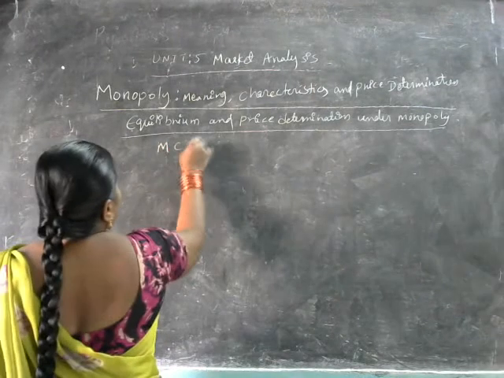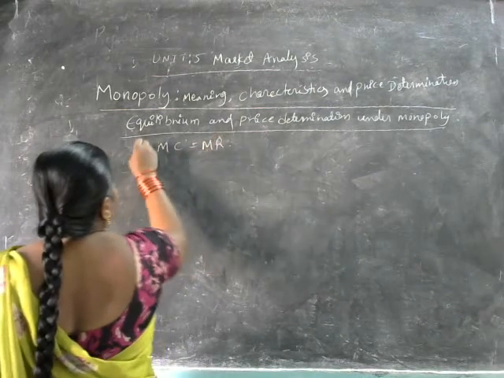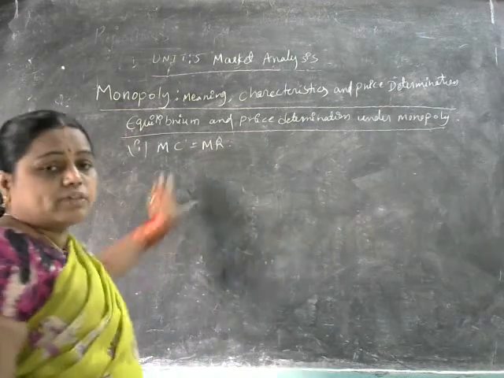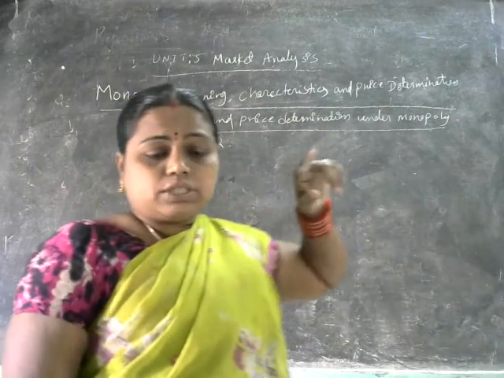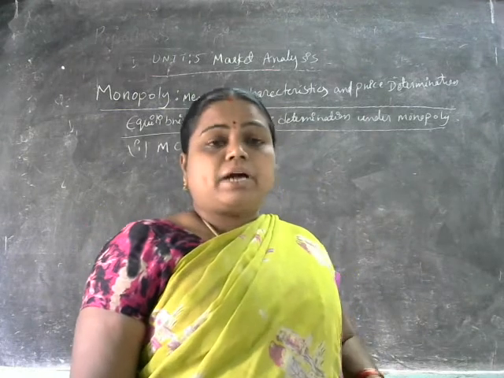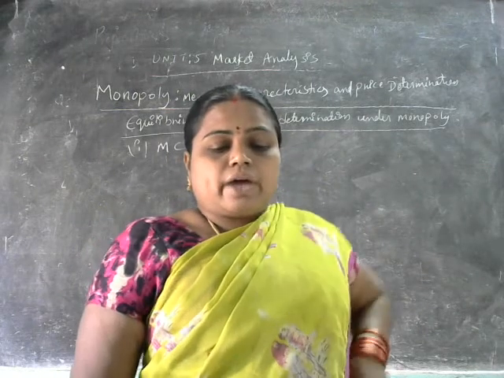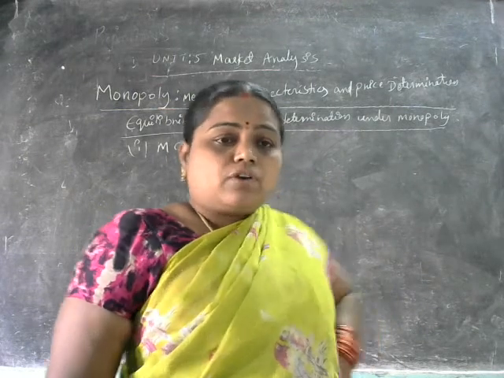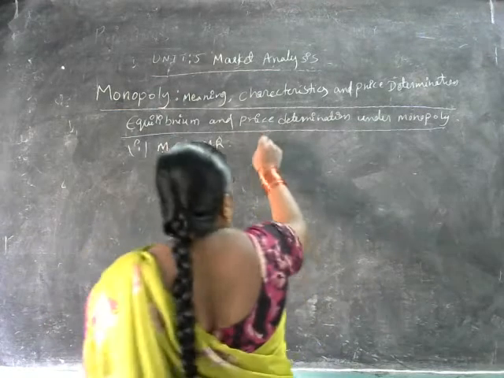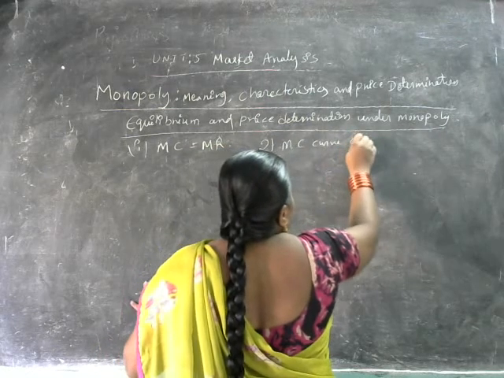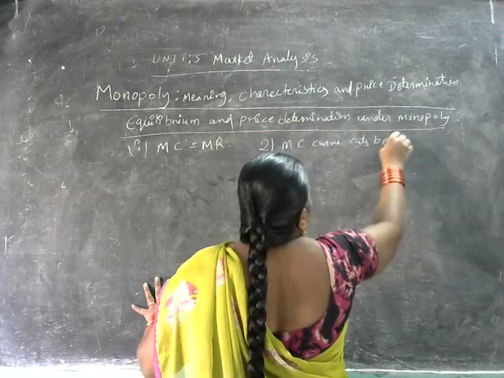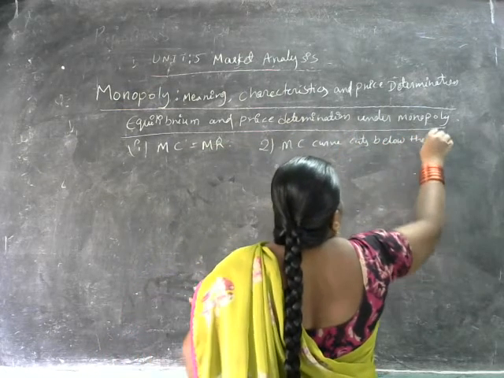Marginal cost is equivalent to marginal revenue. This is the first condition here. So always the marginal cost is equivalent to marginal revenue, and the marginal cost curve should cut the marginal revenue curve from below. So the second one is what here? The marginal cost curve cuts the marginal revenue curve from below.